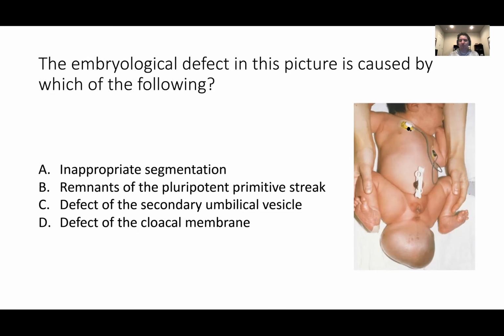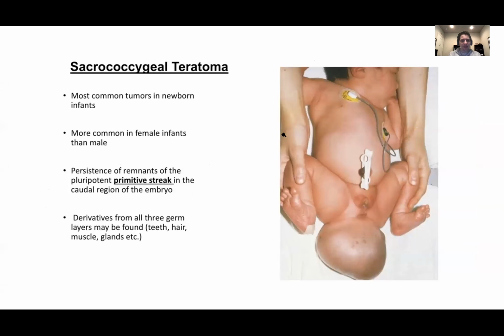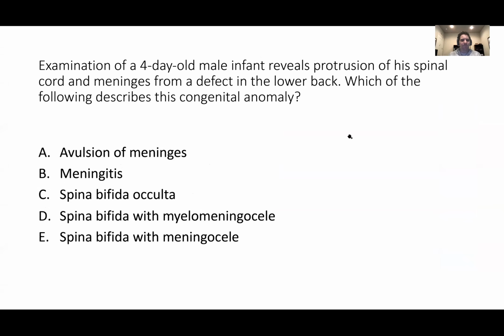So a couple of important things. Primitive streak, buzzword, you either know it or you don't. Also, this contains all three germ cell layers, right? It's in your notes. I think I have it here. So you get derivatives from all three germ cell layers. And primitive streak is going to be one of those buzzwords you're looking for. So this happens early on in development. Common tumors seen there. Remember that all three germ layers may be found. Primitive streak, sacrococcygeal teratoma. Very good.